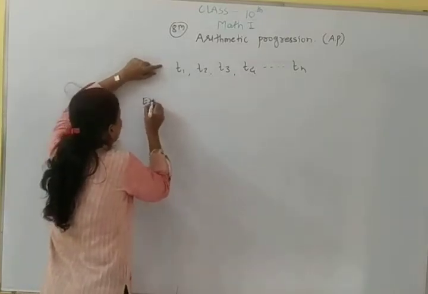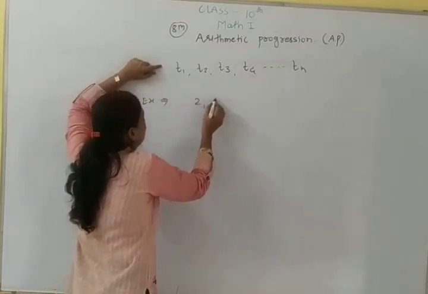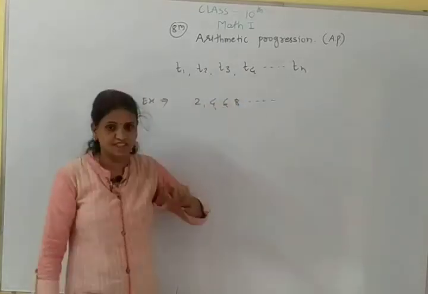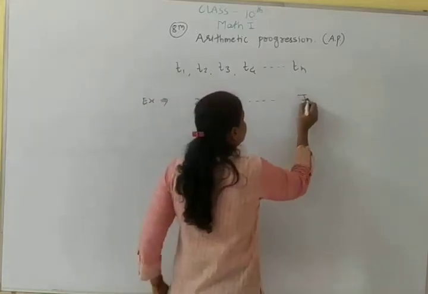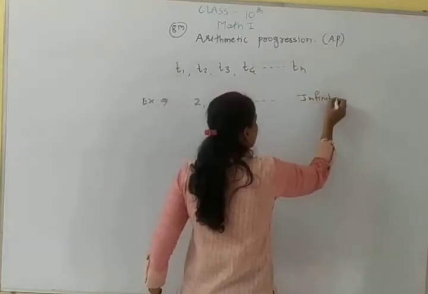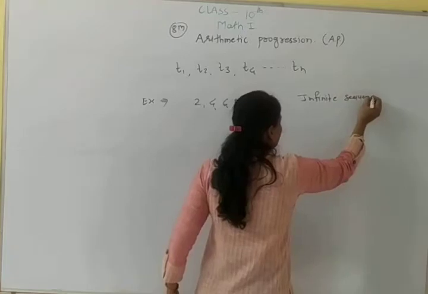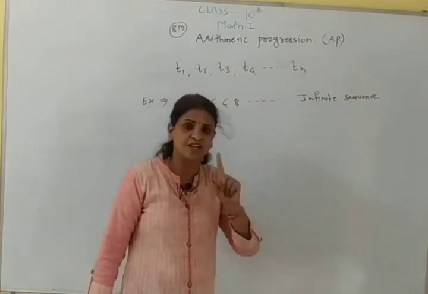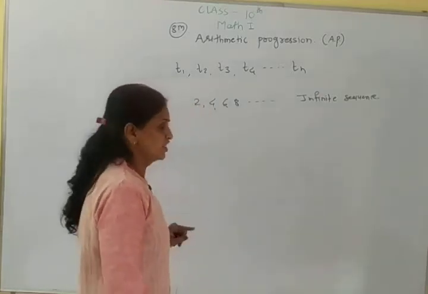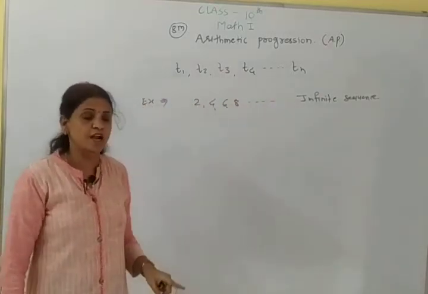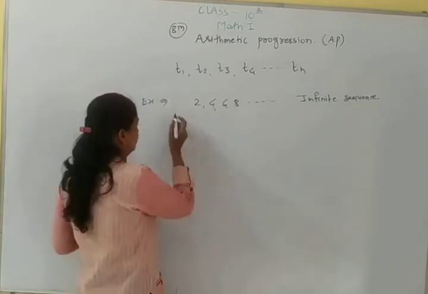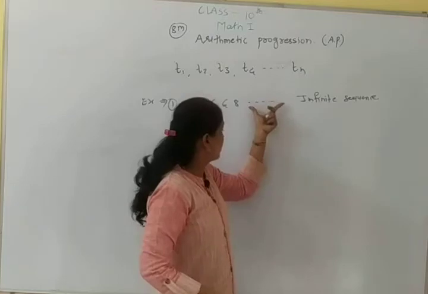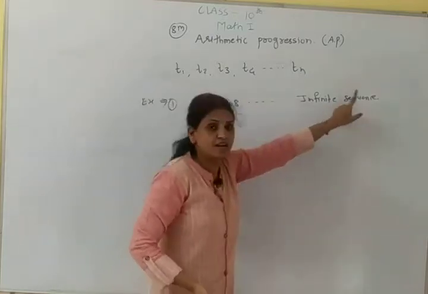For example, 2, 4, 6, 8 and so on. This is the sequence, but this is an infinite sequence. This question is for 1 mark: write one example of infinite sequence and finite sequence. Infinite means uncountable and finite sequence means countable sequence. Here the first example is 2, 4, 6, 8 and so on. So this is uncountable, called an infinite sequence.